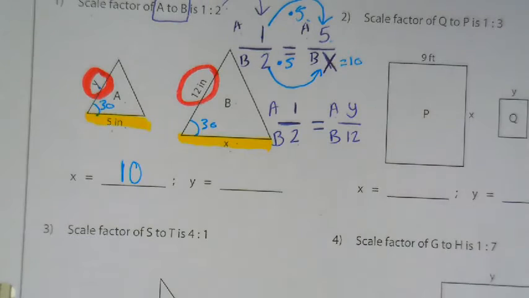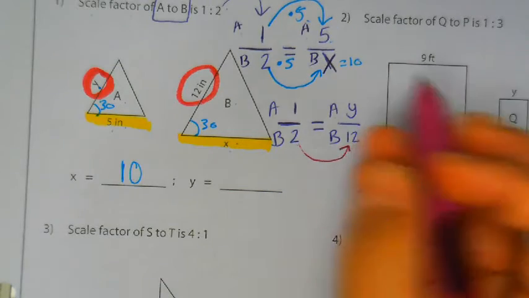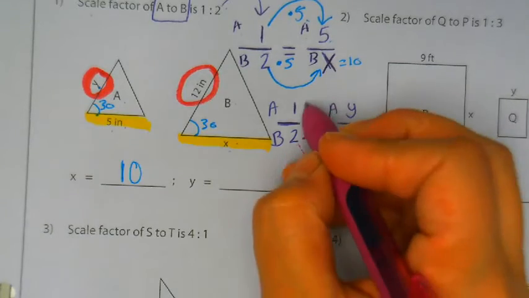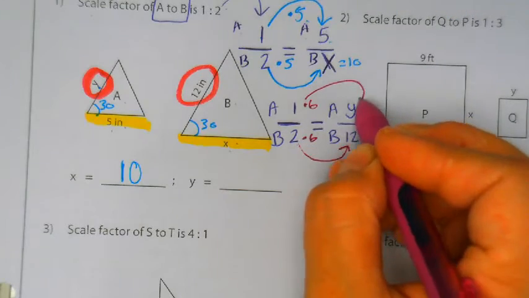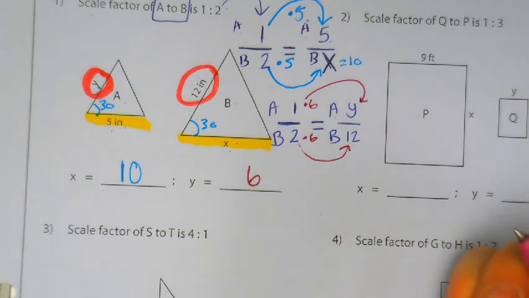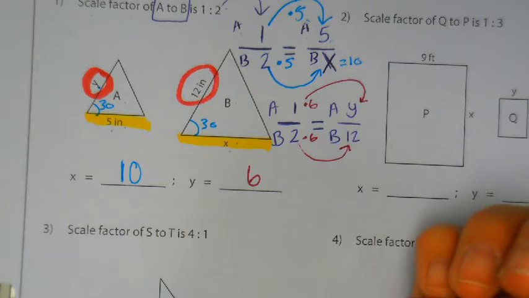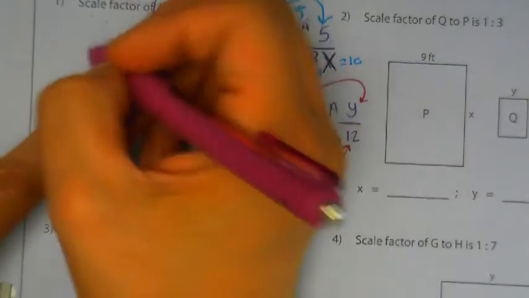Okay, is there a relationship? Yes. If you don't see a relationship, you're going to do the butterfly method. But check it out. How do I go from 2 to 12? Times 6, write it down. Times 6, what is 1 times 6? So Y is 6. So Y would be 6.